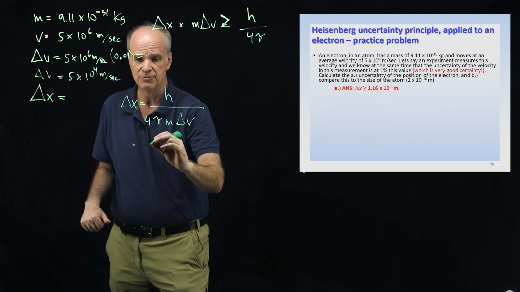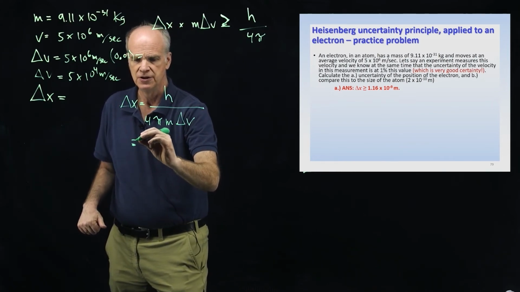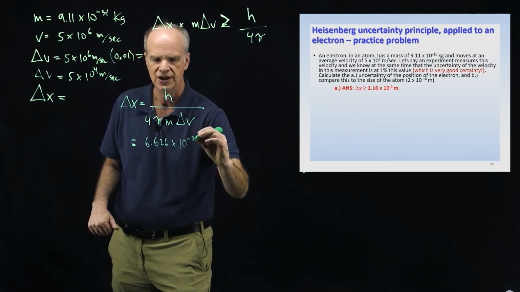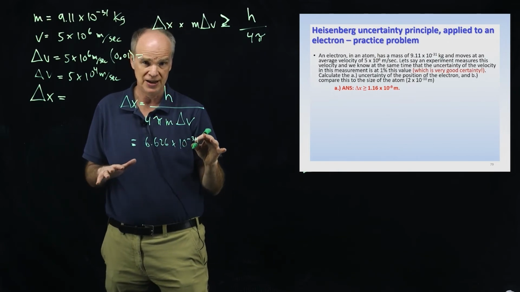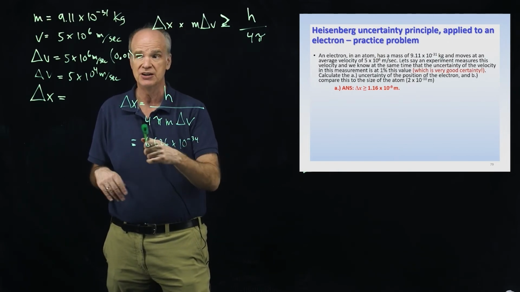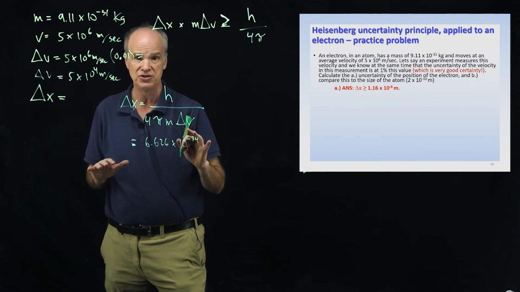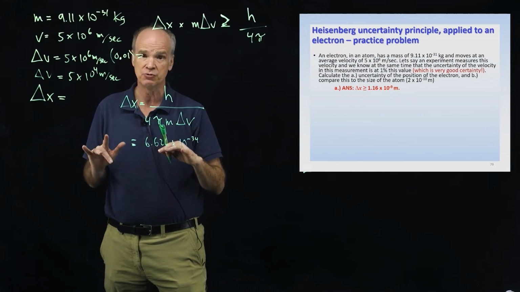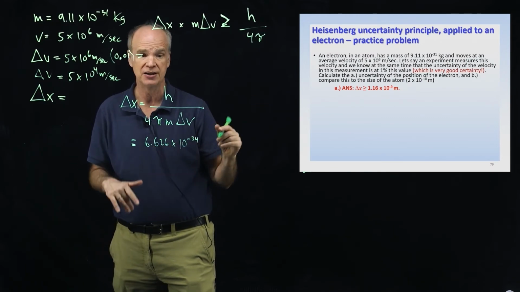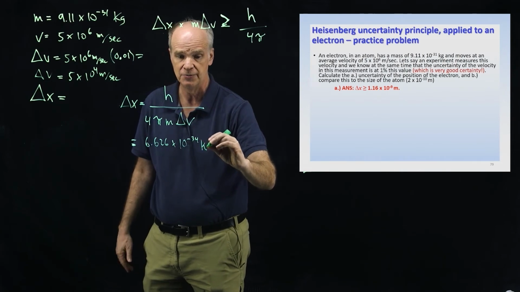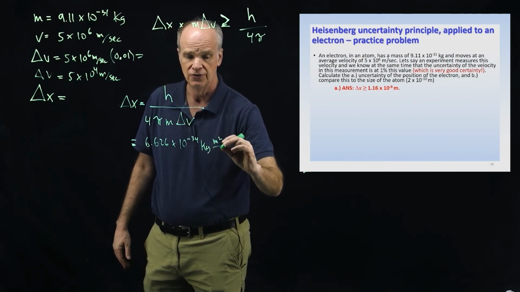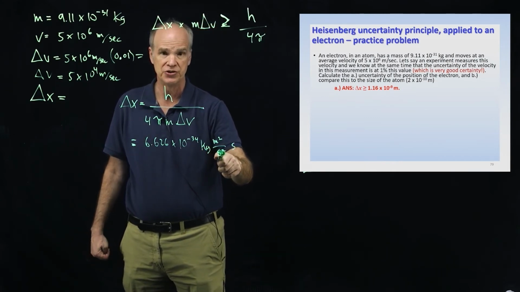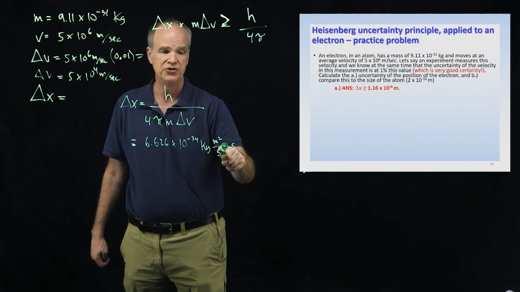So we plug in some numbers here. h is equal to 6.626 times 10 to the negative 34. Normally with Planck's constant I would write joules per second, but because I have a mass here in kilograms, let me convert the joules per second into kilograms meters squared over second squared times second, because kilograms meters squared per second squared is a joule, and then Planck's constant is joules per second.